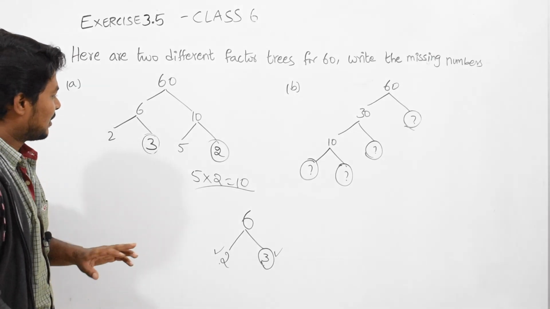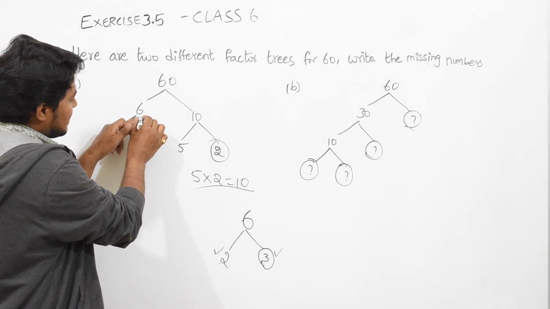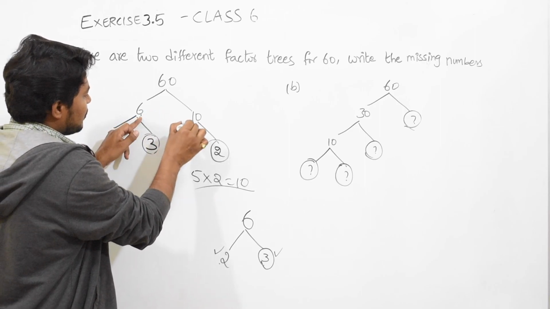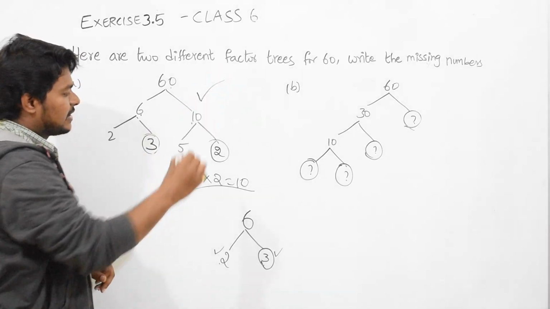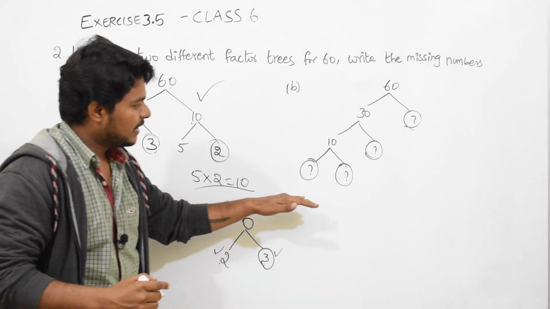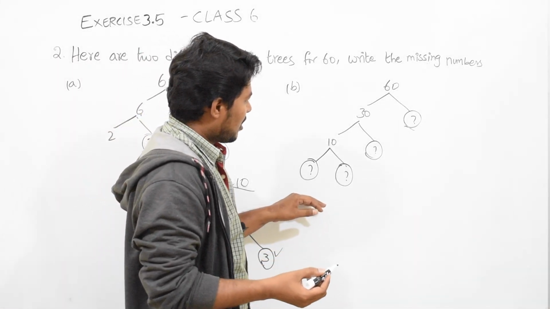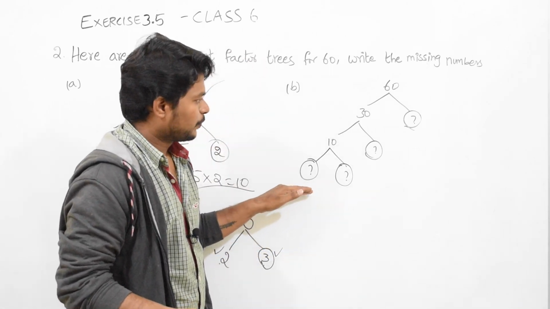Now we go to the next level above. Here you see 6 into 10. 6 into 10 equal to 60. Correct? So this is completed. So here the answer will be 3 and 2. Now here, we always need to start from the bottom, the ground level.